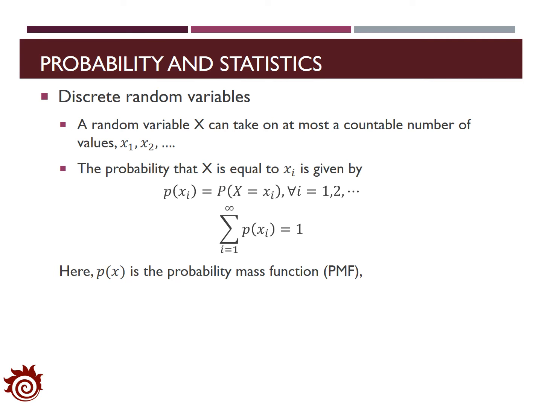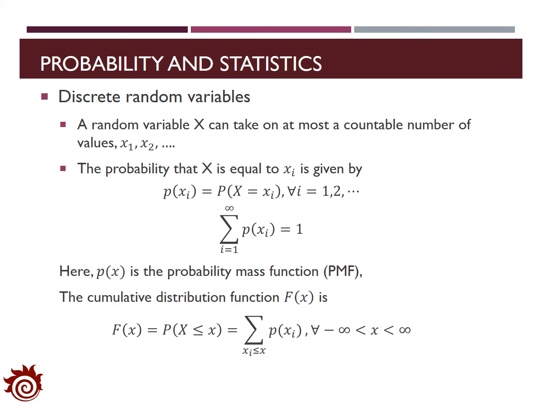With a discrete random variable, we can define a probability mass function, little p(x). Little p(xi) is defined as the probability that the variable equals a value xi. And if we sum the probability of all the possible values, then the total value should be 1. We can also define the distribution function capital F(x) as the probability that the variable is less than or equal to little x, and x can vary from -infinity to infinity.